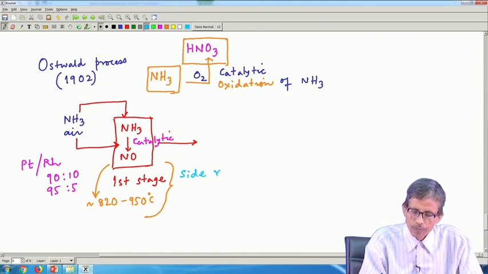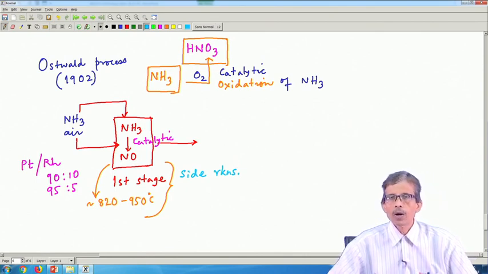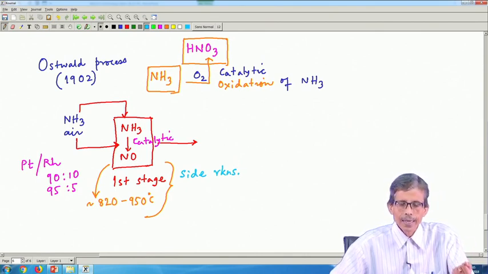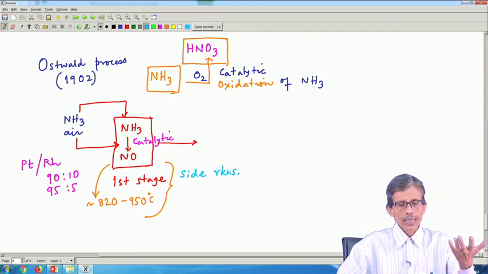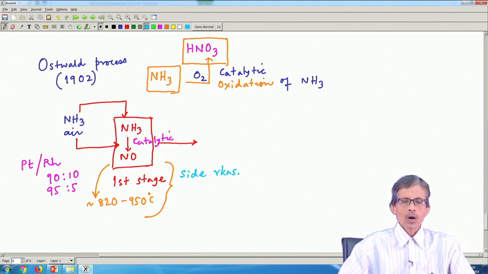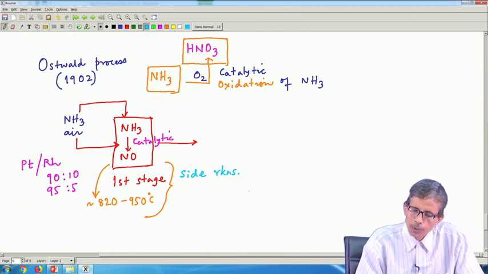So, we should have some good idea about what those side reactions are. Side reactions are those reactions which can also take place in similar or slightly different conditions. That means, if you go for the corresponding oxidation of ammonia, we will get some other products also. What are those products? One such product is typically dinitrogen.